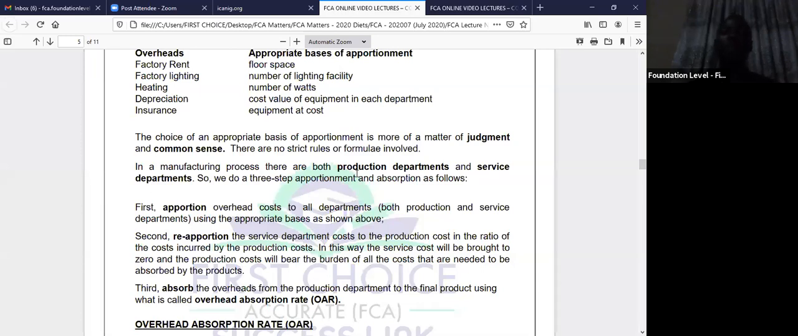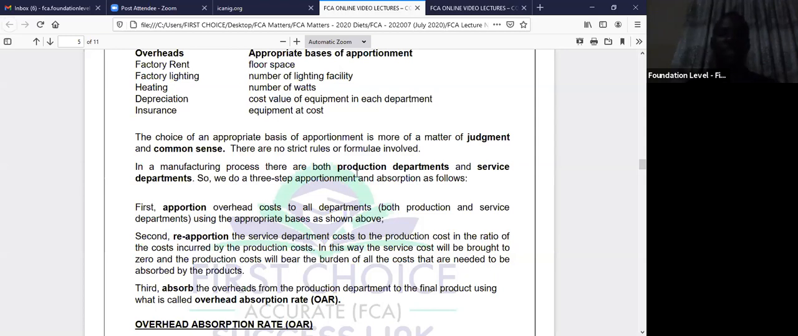The next thing we do is we absorb. Absorption here means pushing it to the halfway house, then the halfway house will now take it in and push it to the product. So that part where we are pushing it from the halfway house to the product is called absorption. In absorption costing, there is only one way we push the cost from all the departments, because the departments are the halfway house, right? The departments are the halfway house I told you about, or the manager. So there is only one way we push it from this halfway house to the product.